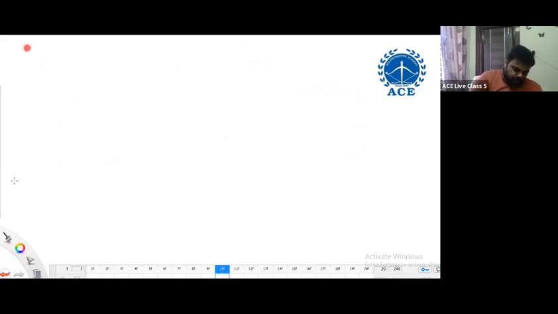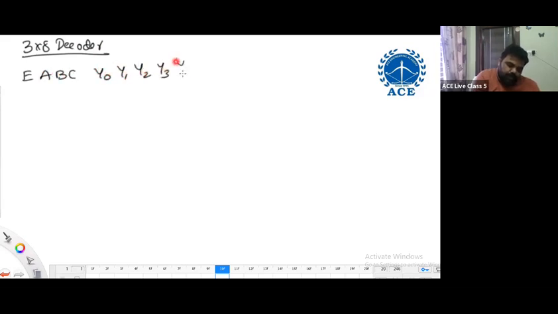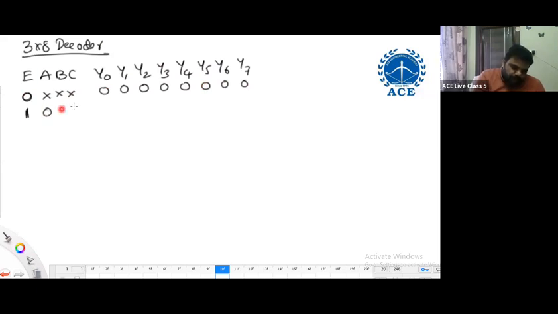If it is a 3 to 8 decoder with enable and ABC as 3 inputs, and outputs y0, y1, y2, y3, 4, 5, 6, 7, then when the enable is 0, all the outputs are 0 irrespective of ABC. If it is a logic 1 enable, logic 1 output decoder: if E equals 1, enabled, and ABC is 0, 0, 0, then y0 is 1, remaining are zeros.